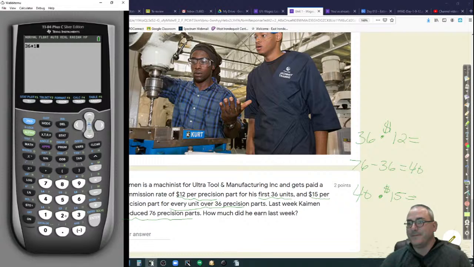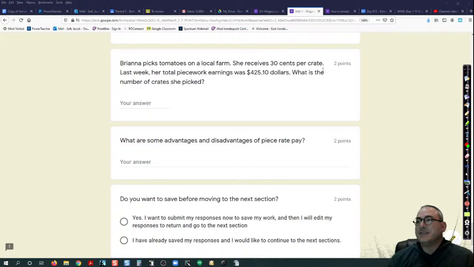Brianna picks tomatoes on a local farm. She receives 30 cents per crate. Last week, her total piecework earnings were $425.10. What is the number of crates she picked? Well, this is like that. We have to reverse engineer the math, right?